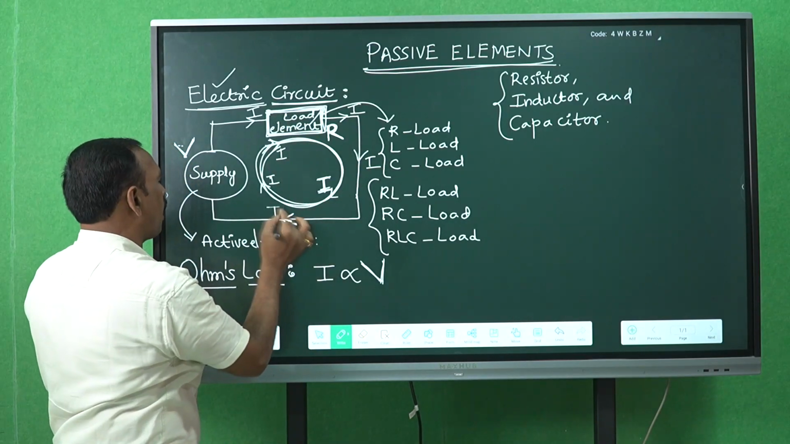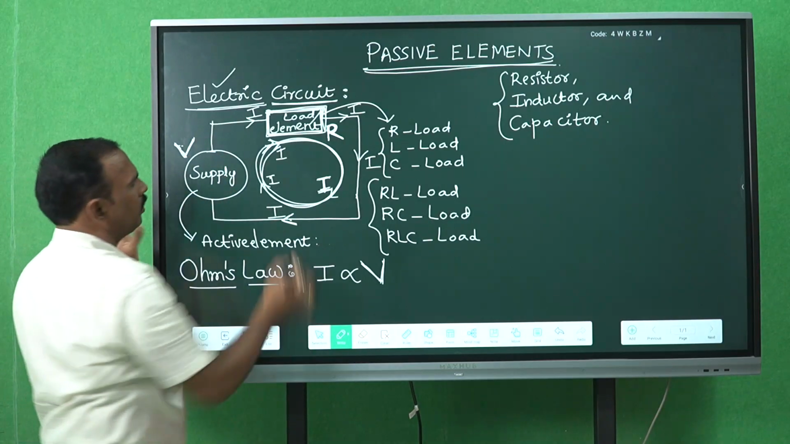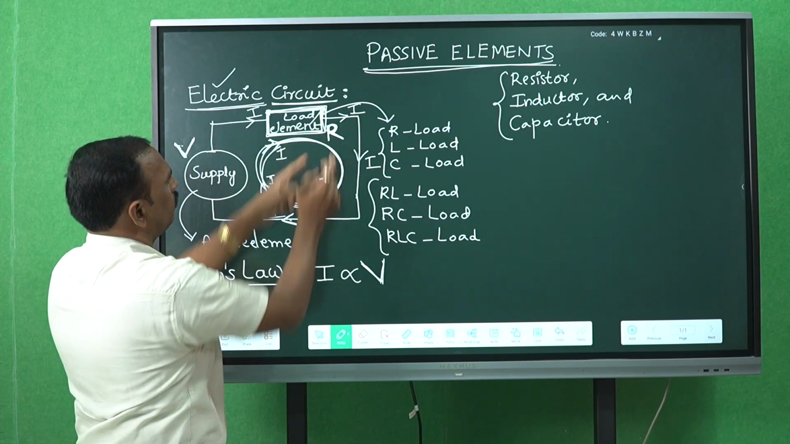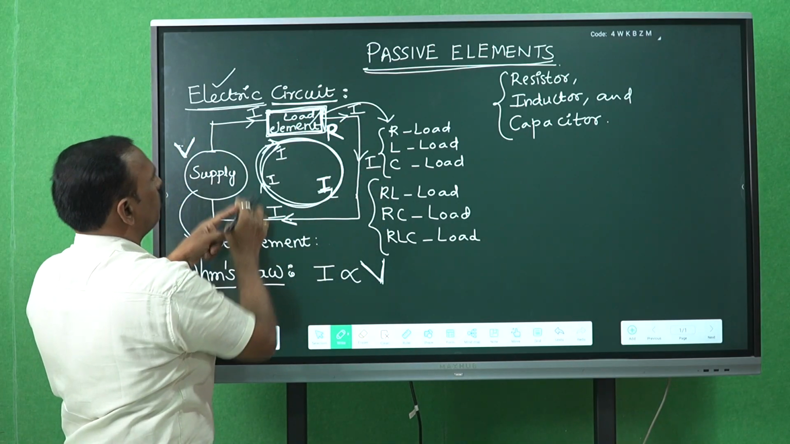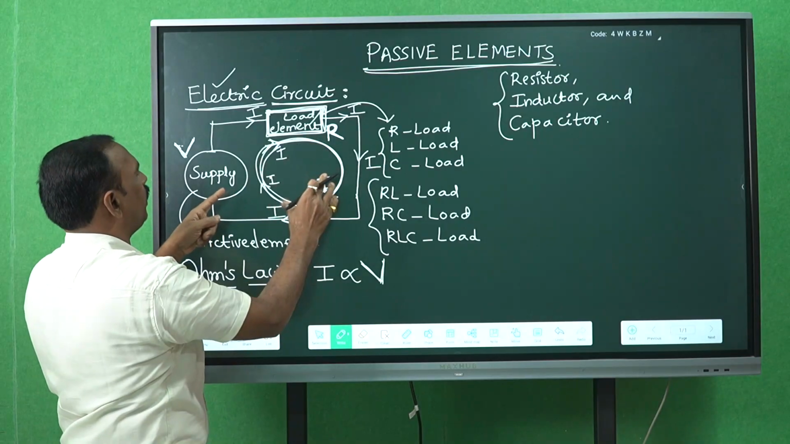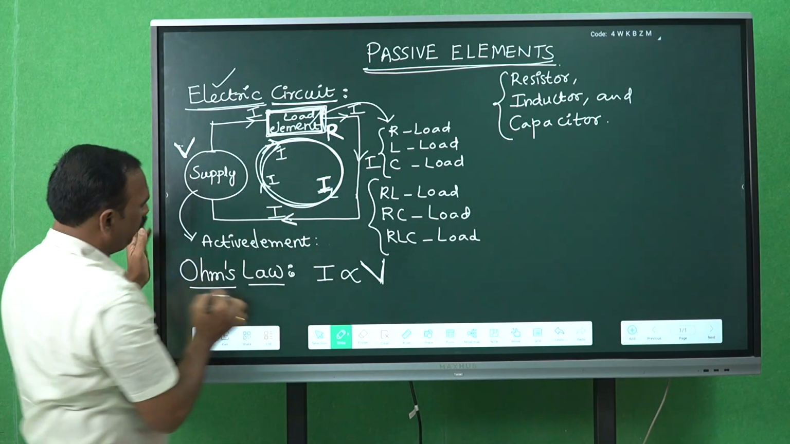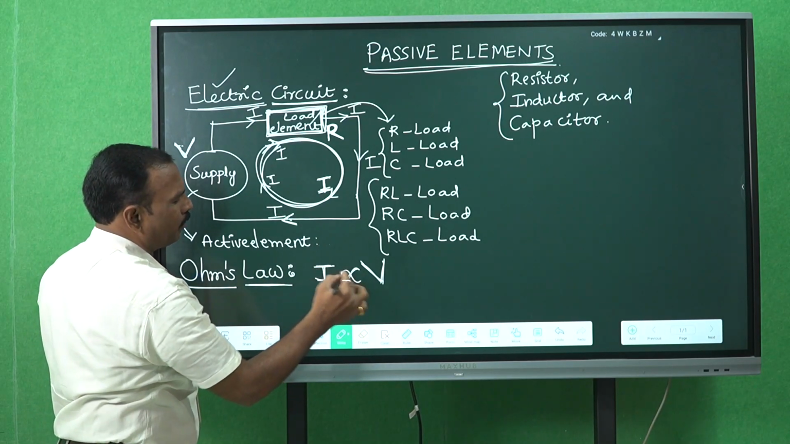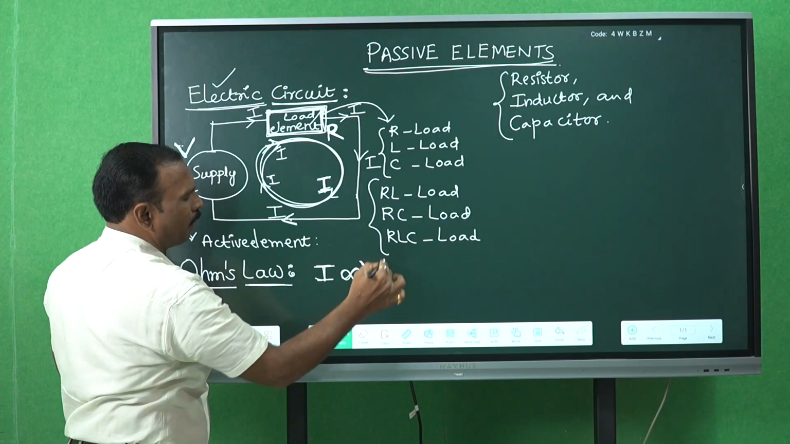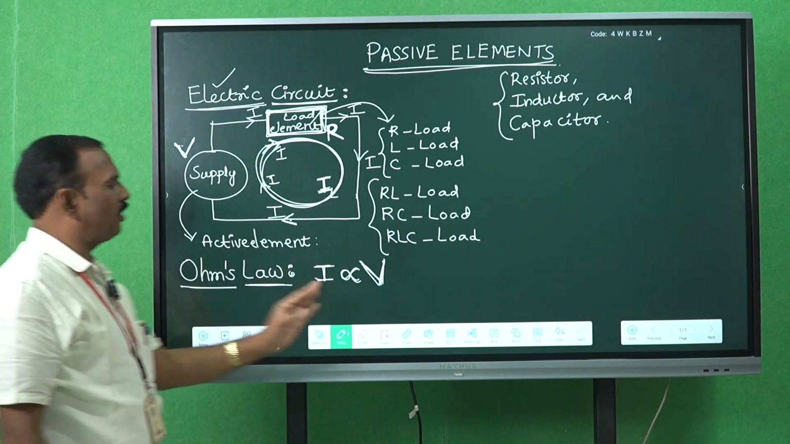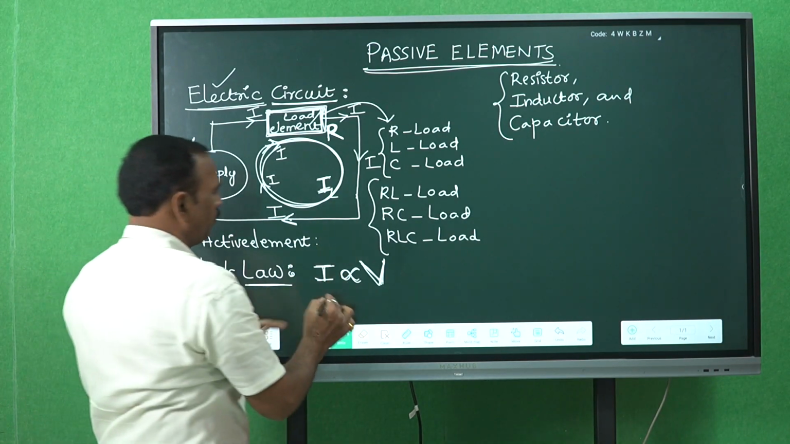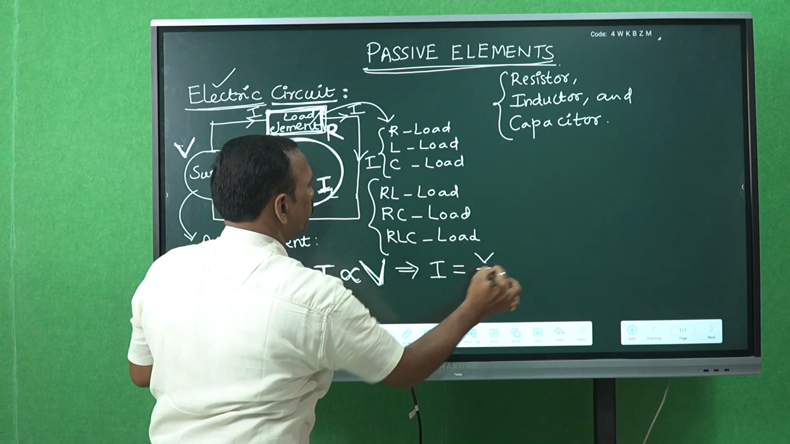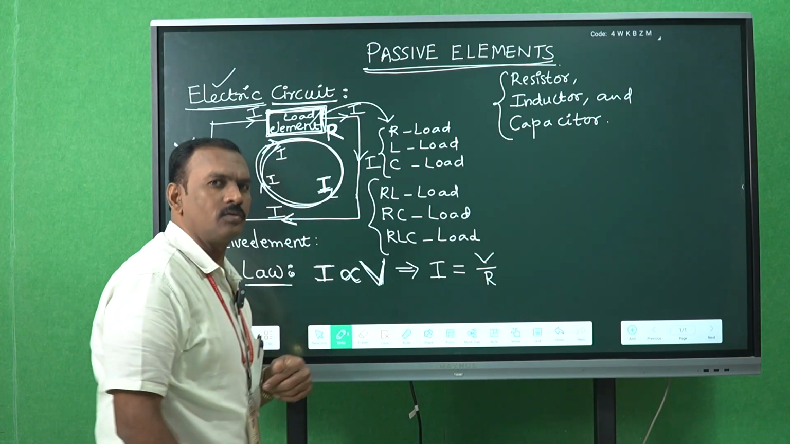Now the current is I and the applied voltage is V. In this circuit, the supply is V volts and the load is a resistive load. It is a closed path followed by electric current, so it is an electric circuit. According to Ohm's law, the current passing through the element is directly proportional to the supply voltage or applied voltage. If the proportionality is eliminated, then current I is equal to V by R.